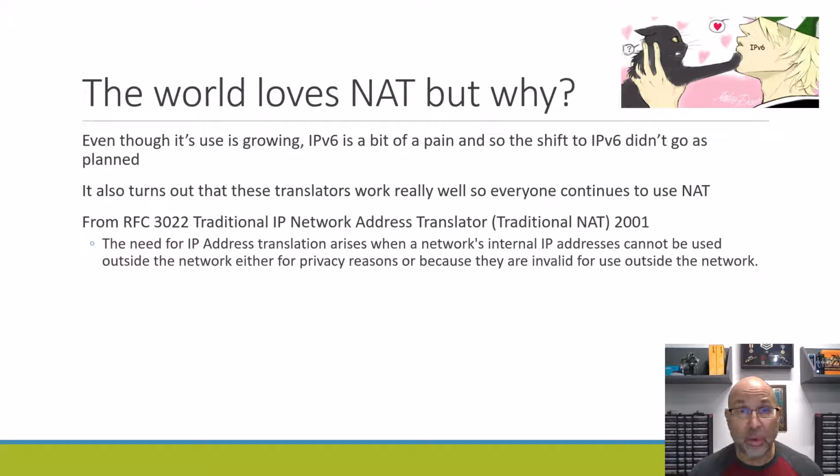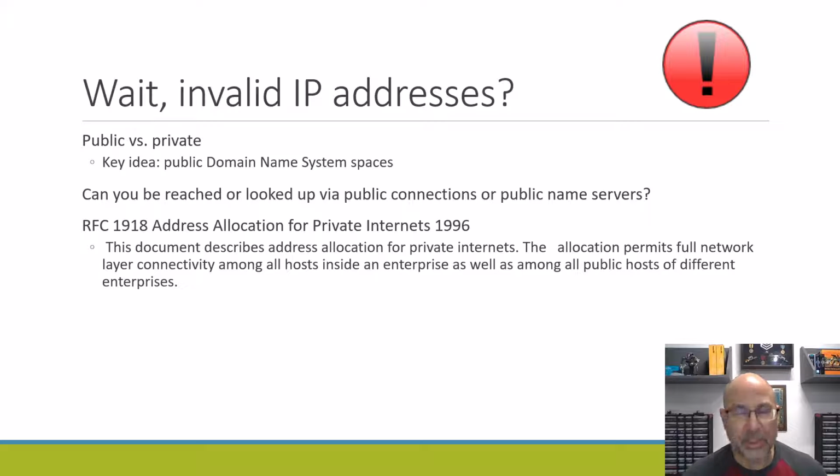And traditional is a keyword and tricky phrase here. The need for IP address translation arises when a network's internal IP addresses cannot be used outside of the network, either for privacy reasons or because they're invalid for use on the outside network. And this is our first indication that we're really talking about private and public address space. So wait a minute. Invalid IP addresses. So again, this is the discussion between public and private. Now, invalid in this case means that you can't use it on the public internet.